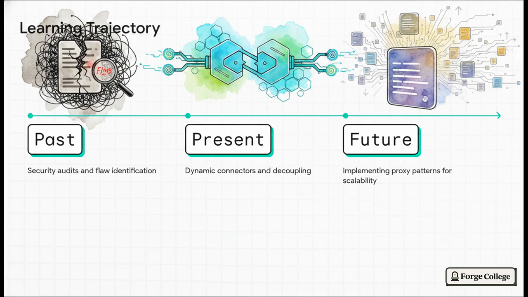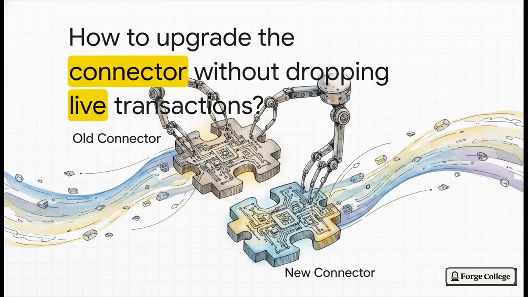Because think about it, we've made the add-ons modular, which is great. But what happens when the dynamic connector itself needs to be upgraded and you can't afford to drop a single live transaction? That, my friends, is the ultimate proxy puzzle.